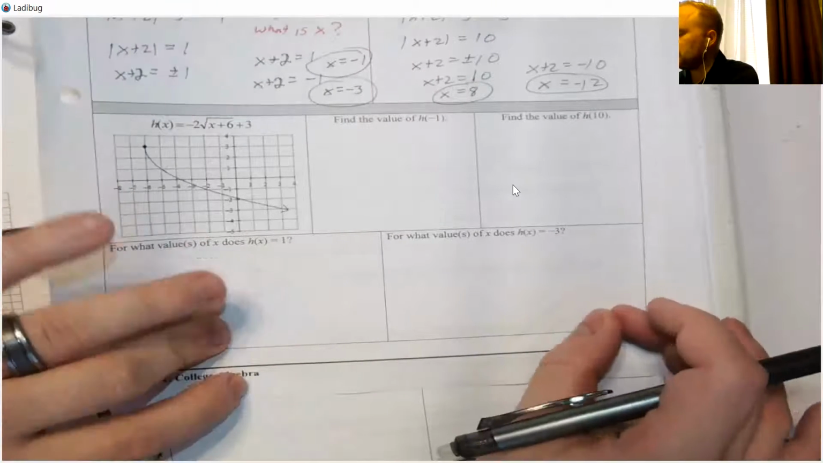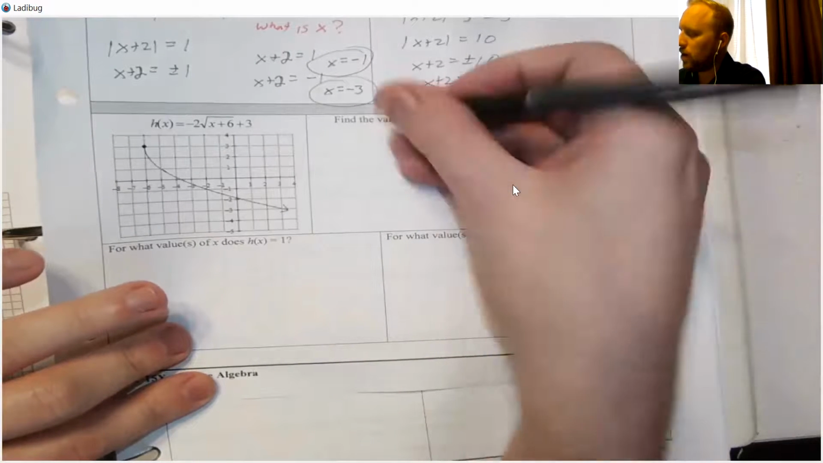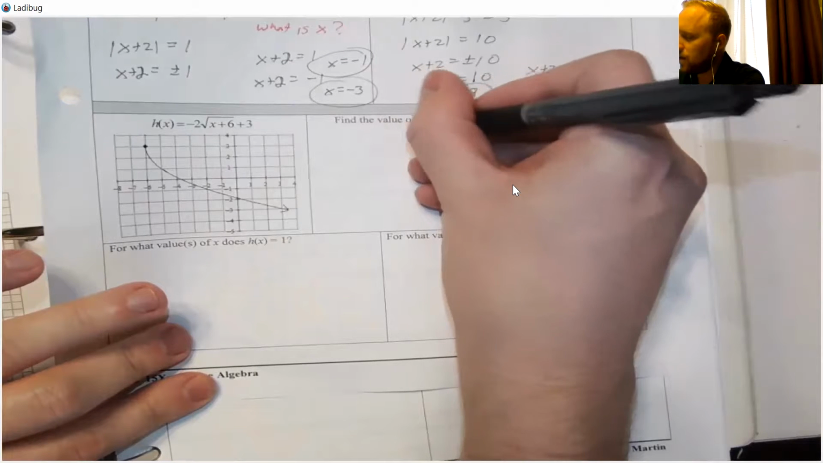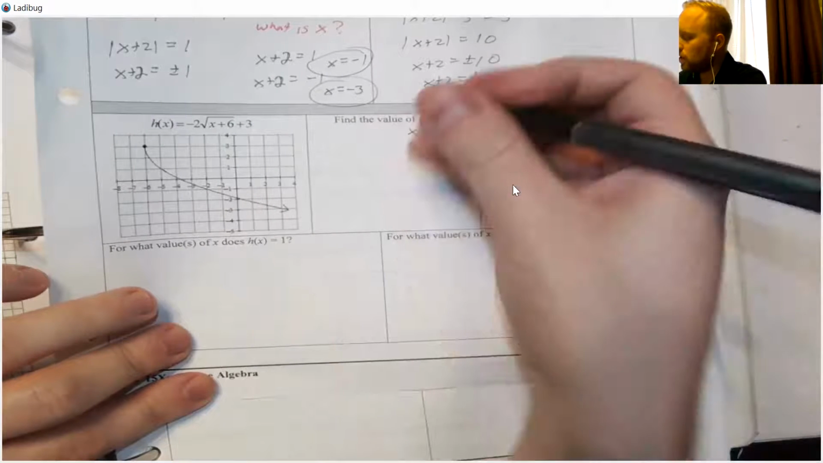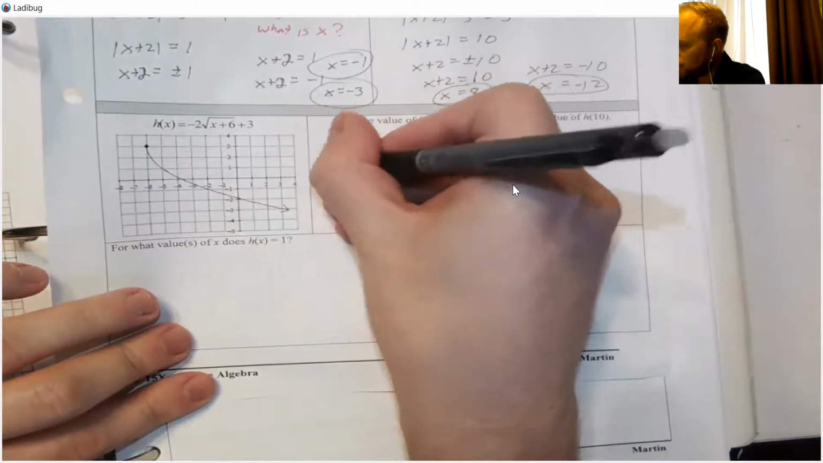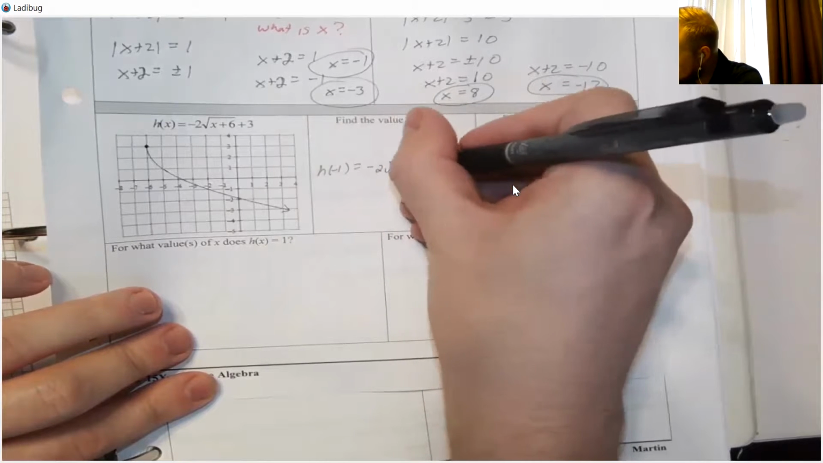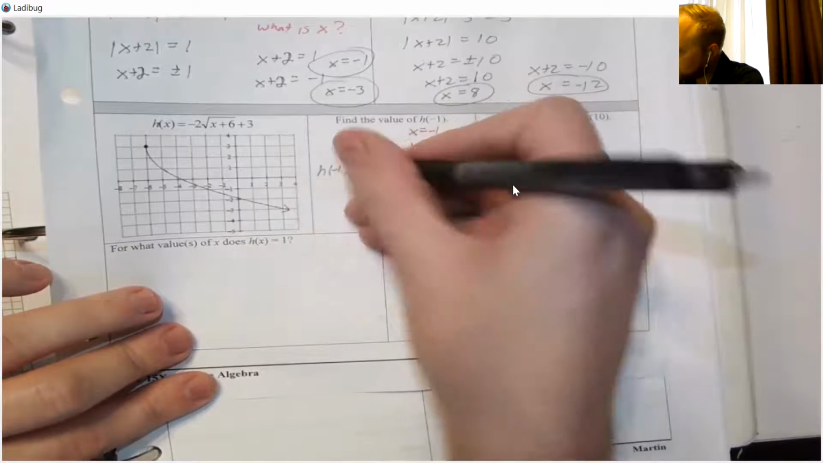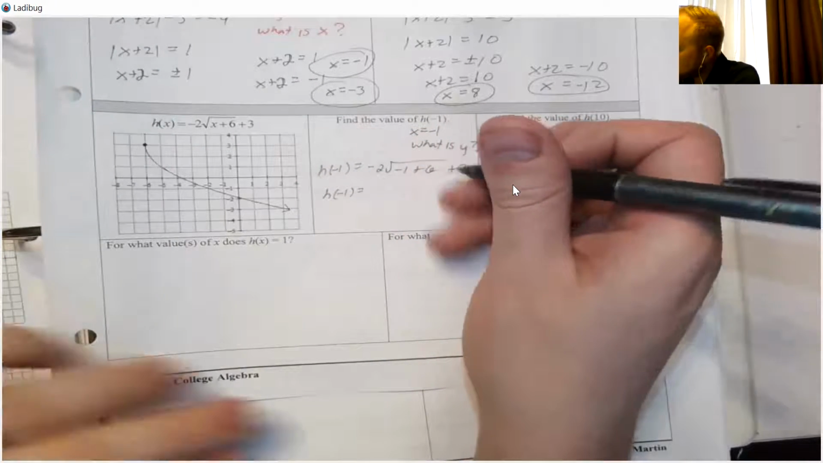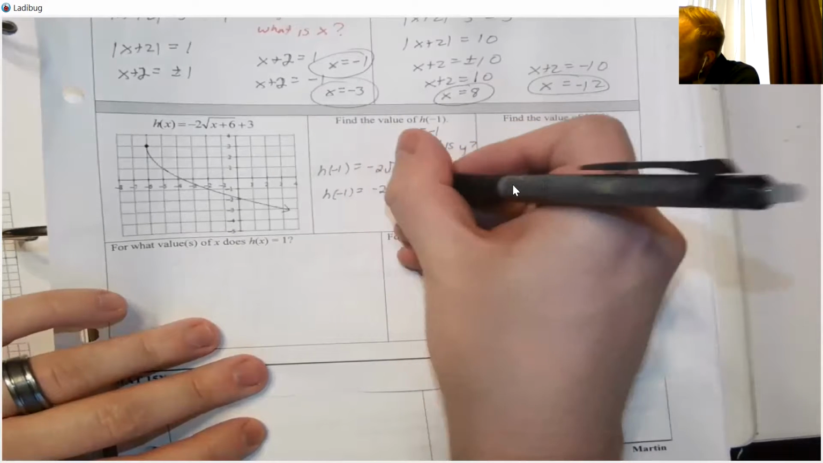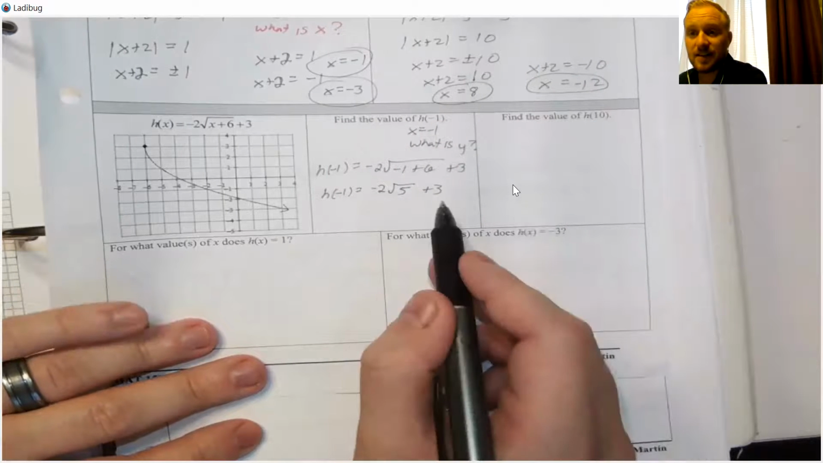So our last one here is they give us h, and they want us to find h of -1. So we know that x equals -1. They want us to find what is y. So we're going to plug a -1 wherever we see an x, and we're going to solve. So h of -1 is equal to -2 square root of 5 plus 3. Okay, so this is our answer here as an exact answer.